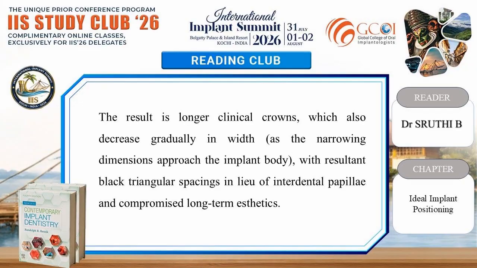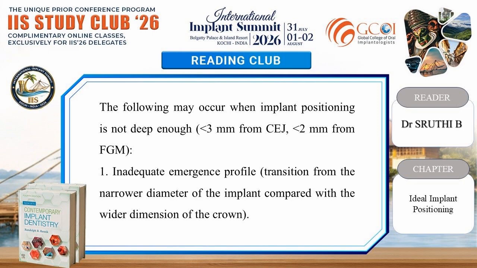The result is longer clinical crowns which also decrease gradually in width as the narrowing dimensions approach the implant body, with resultant black triangular spacings in lieu of interdental papilla and compromised long-term aesthetics. The following may occur when implant positioning is not deep enough, that is less than 3 mm from CEJ and less than 2 mm from free gingival margin.